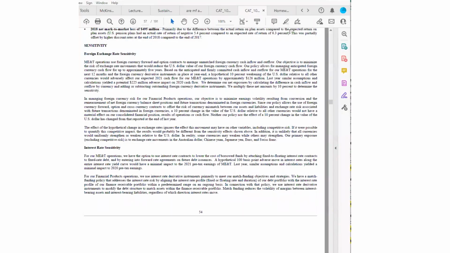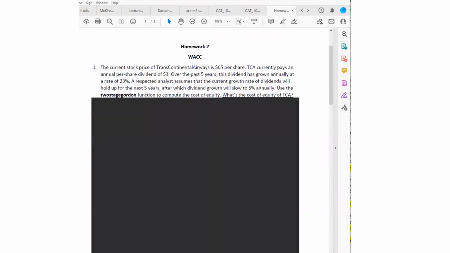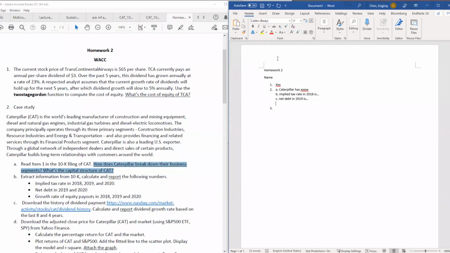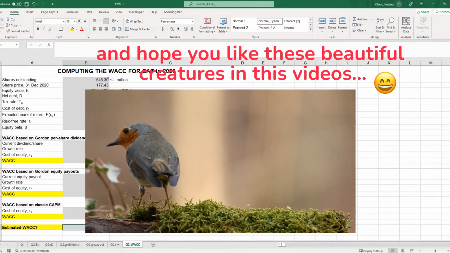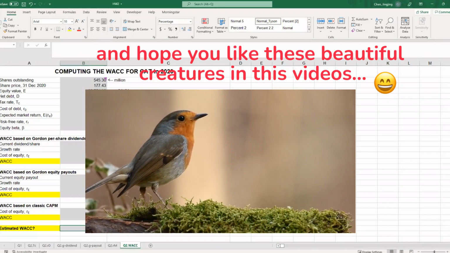Finally, to present your homework, you want to open a Word file and start from the Word. This will give you an example of how to finalize the answers to the homework. If you have any questions, please let me know. I'm here to help. And I also hope that you find this homework interesting and helpful for learning weighted average cost of capital.